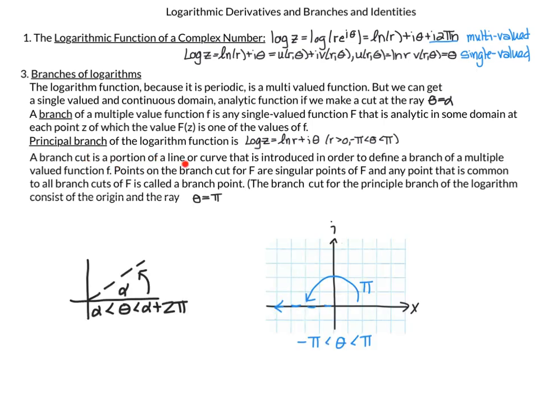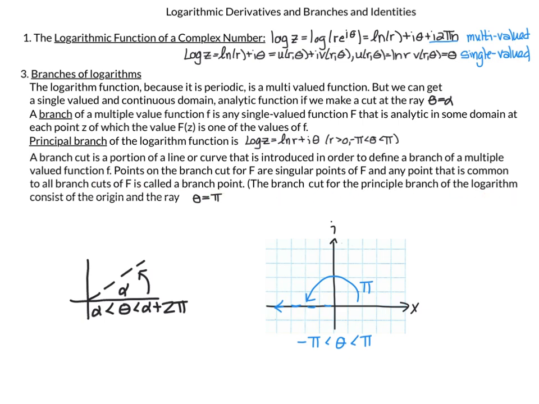The branch cut is a portion of a line or curve that is introduced to define a branch of a multiple valued function f. So here the branch cut is this ray at the angle alpha. Points on the branch cut of f are singular points of f, and any point that is common to all branch cuts of f is called a branch point. So the idea is here you have one branch and it goes from this ray all the way around. Then your next branch goes from the ray all the way around. So this ray is where you have the common points and is the branch point.